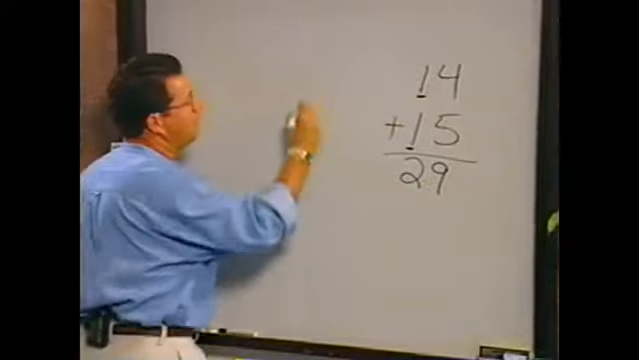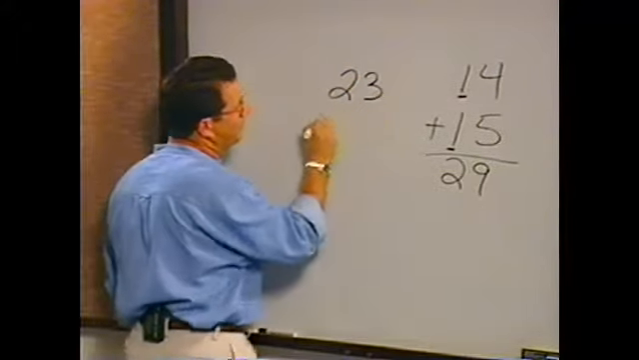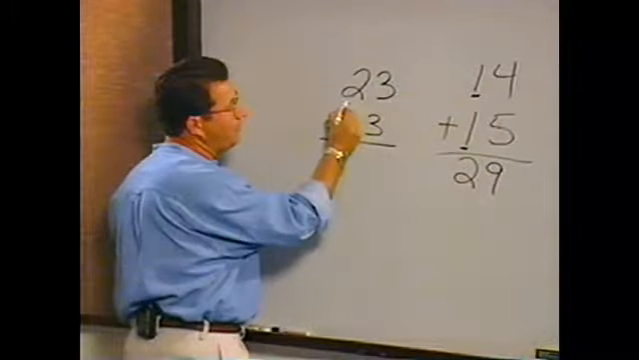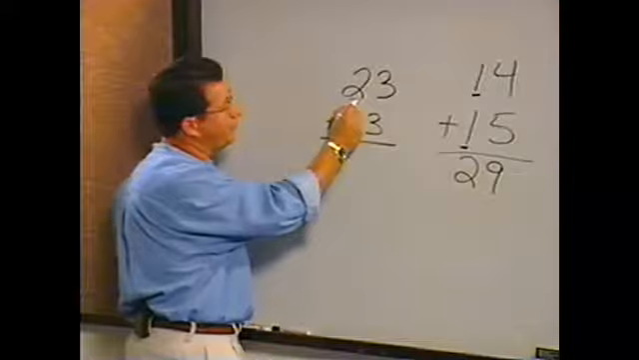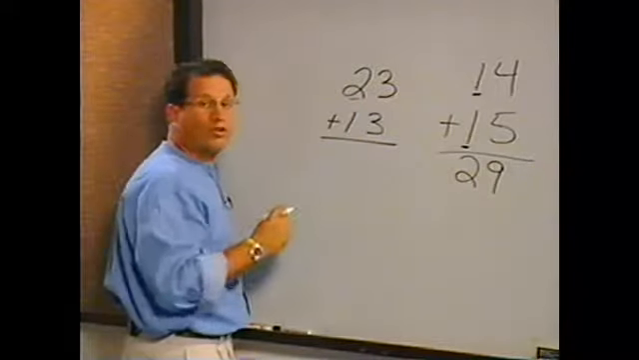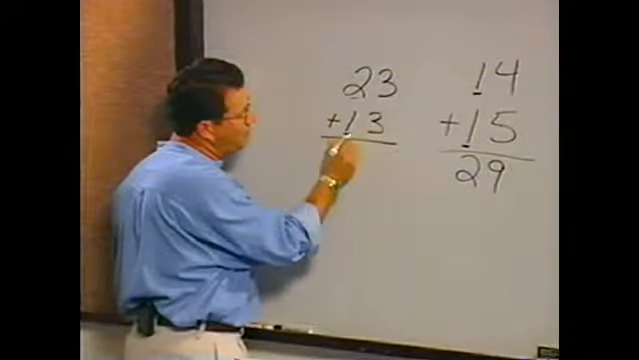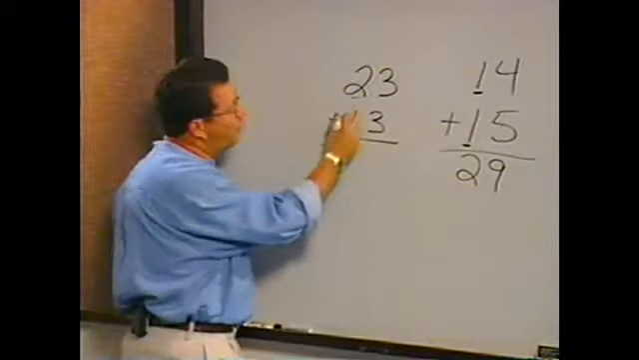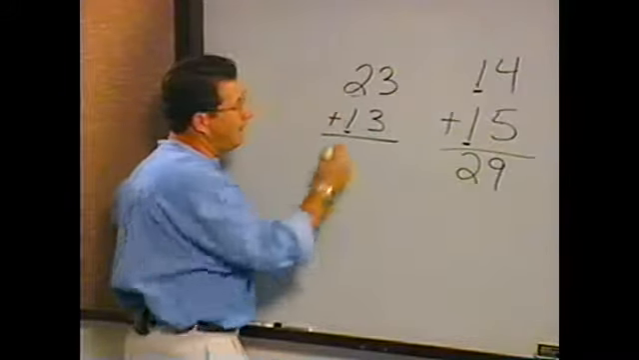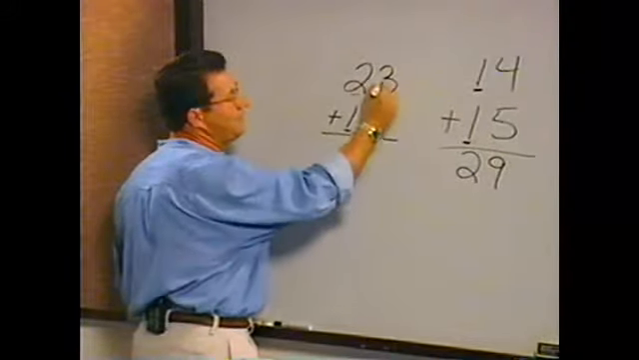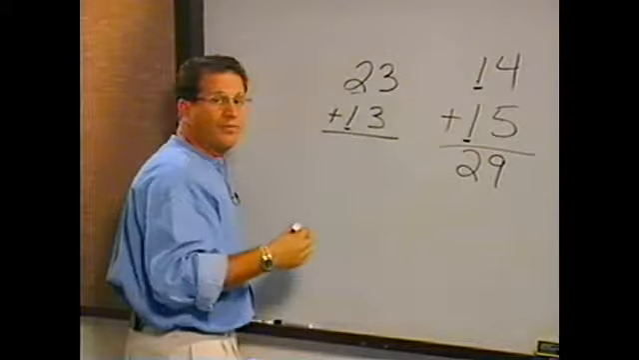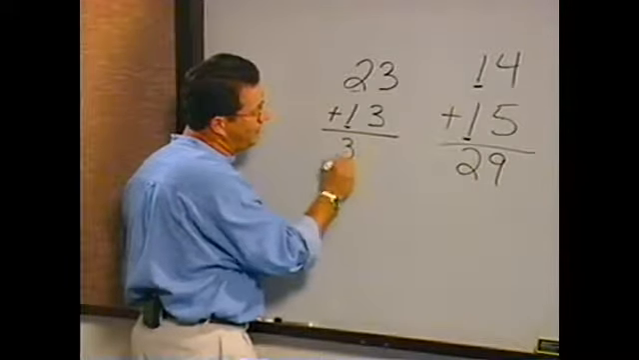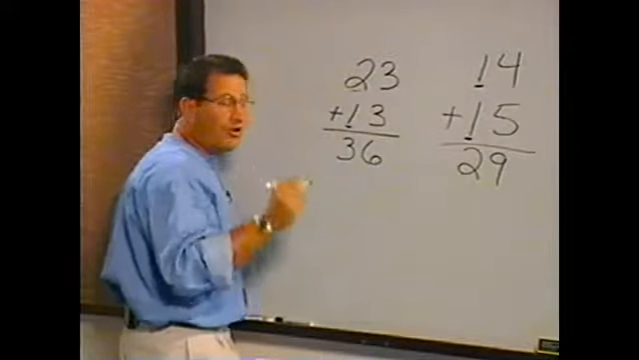Let's try another one. How about 23 plus 13? Now the first thing we do is we start on the left. Now this is in the tens column, this 2. So that means 2 tens or 20. And then down here, this 1 stands for 10. So what's 20 plus 10? 20 plus 10 is 30. And then you go to the next column. 30 plus 3 would give you 33, plus 3 more would give you 36. And that's the answer. Let's try one more.